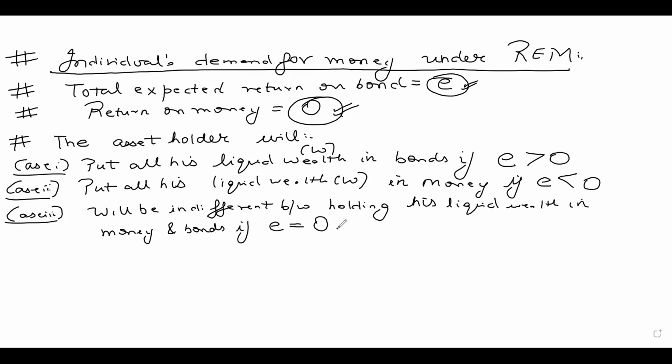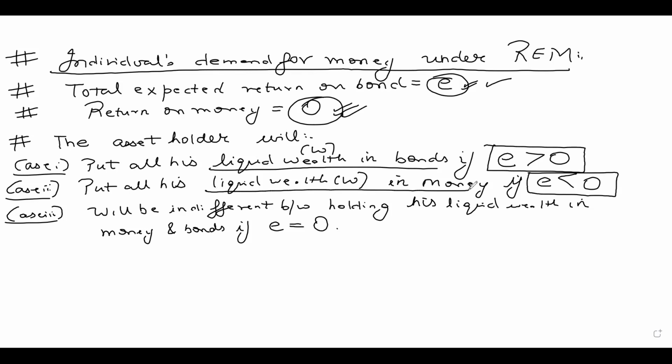So the composition of liquid wealth in terms of money and bonds depends on the comparison of E with 0. If E is greater than 0, the total expected return on bonds exceeds the return on money, so all the liquid wealth will be in the form of bonds. If E is less than 0, the expected return on bonds is less than the return on money, so all the liquid wealth will be in the form of money. If E is exactly equal to 0, you can expect the asset holder to toss a coin and decide whether to put all his liquid wealth in money or in bonds. He's indifferent in that case.